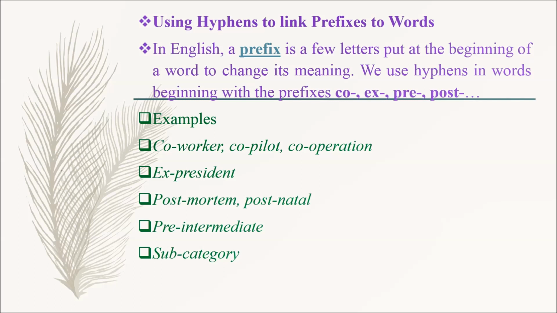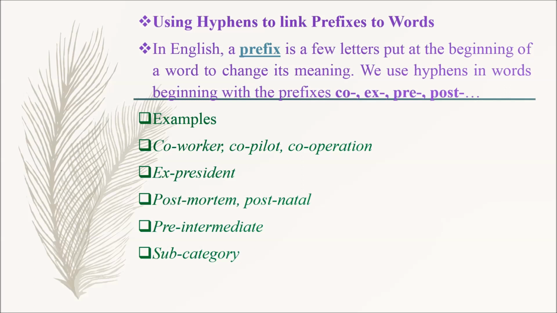Students, now let's see using hyphens to link prefixes to words. In English, a prefix is a few letters put at the beginning of a word to change its meaning. So what is meant by a prefix? A prefix is a few letters put at the beginning of a word to change its meaning. We use hyphens in words beginning with prefixes like co, ex, pre, post.